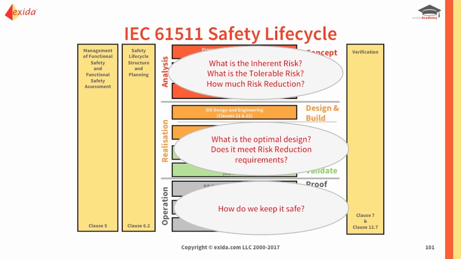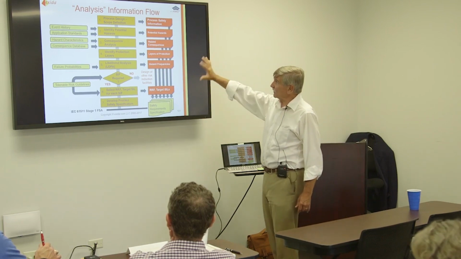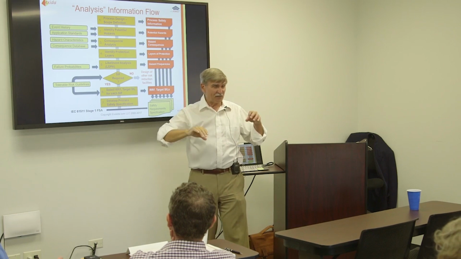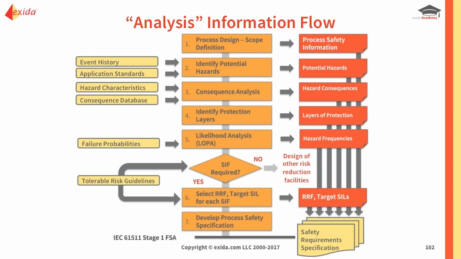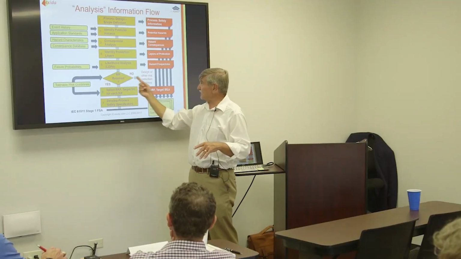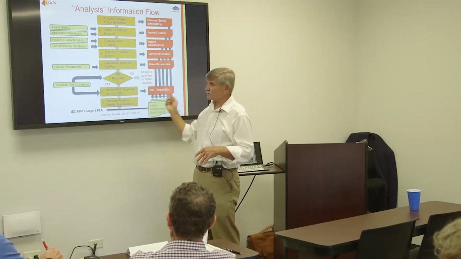Lastly, how do you keep it safe? This is really important. Here's a more detailed picture of what goes on, and you can almost imagine it now, having gone through a little bit of an example. What can go wrong? How bad is it? Any protection layers or mitigation factors? How often will it happen? And you do all that and you figure out, how does it compare to tolerable risk? Do we even need a safety function? And sometimes the answer is no. We'll design other risk reduction facilities.